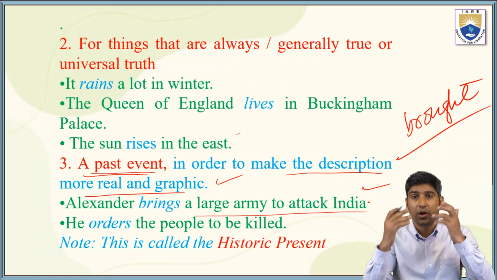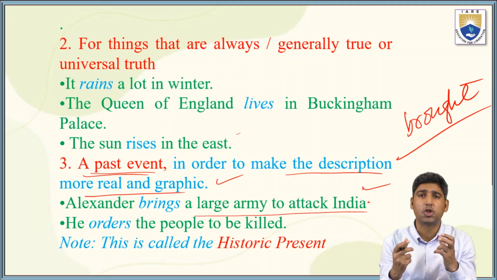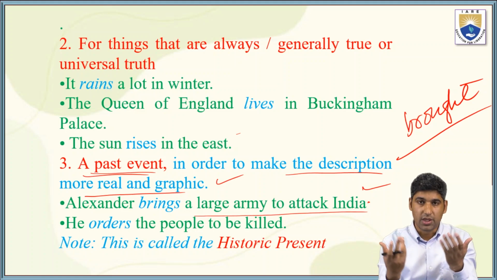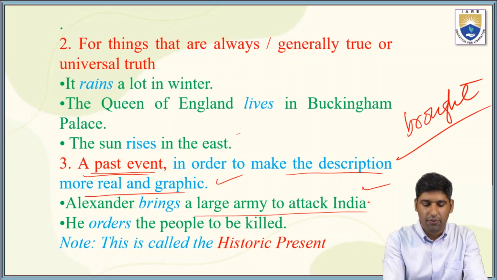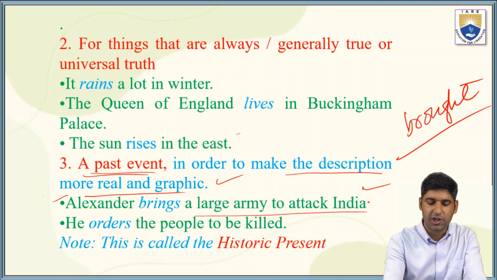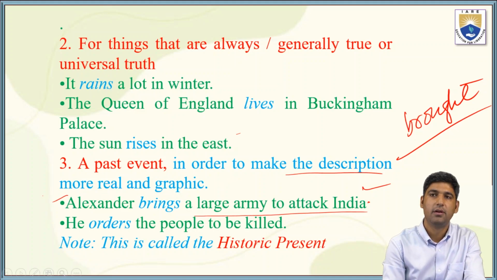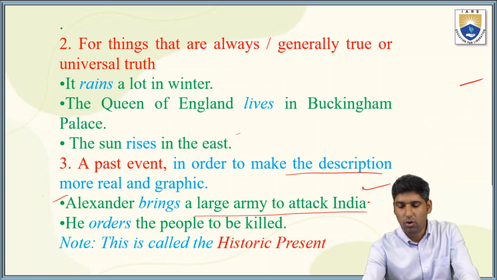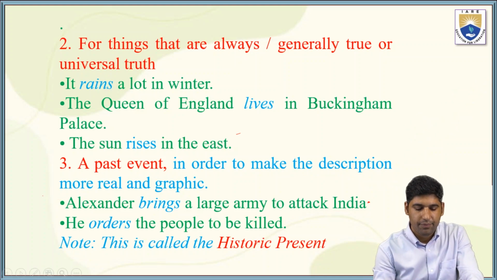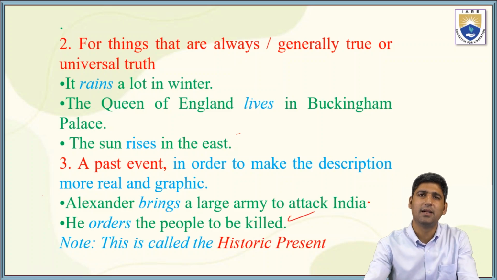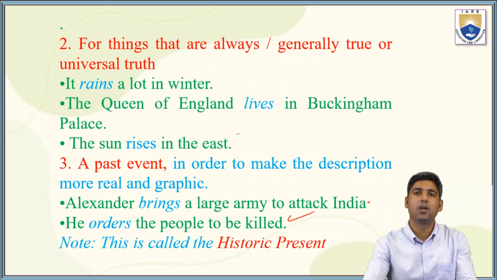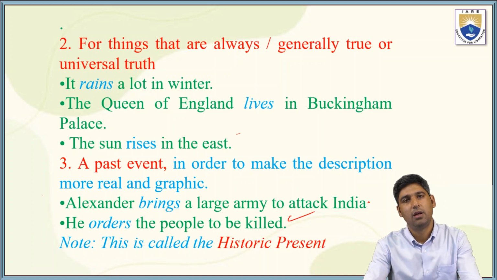In order to make it more graphic, to give people a chance to visualize what Alexander has done or had done. So we have the subject as third person and we have a verb which requires S at the end. Now let's go with another example. He orders the people to be killed. Again, Alexander. I should write Alexander ordered the people to be killed, because he gave this order quite earlier.